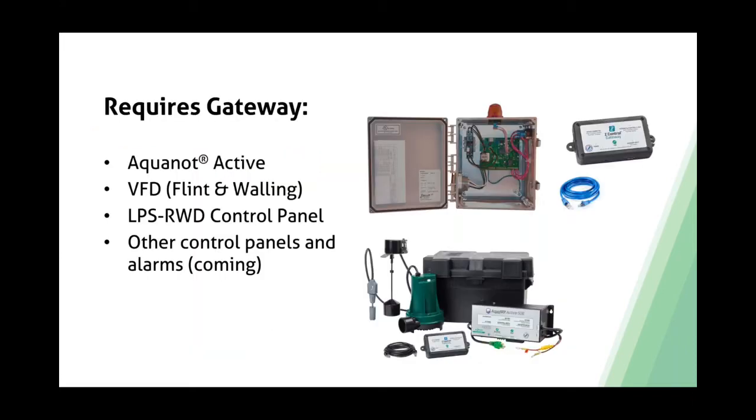Now, a product that requires a gateway is going to look a little bit different. Some of those examples are Aquanaut Active, which is our premium battery backup system. Our sister company, Flint & Walling, sells a VFD for a water pressure booster system. And Zoeller also has the LPS RWD control panel. There's a lot more things coming, but here's what those look like.